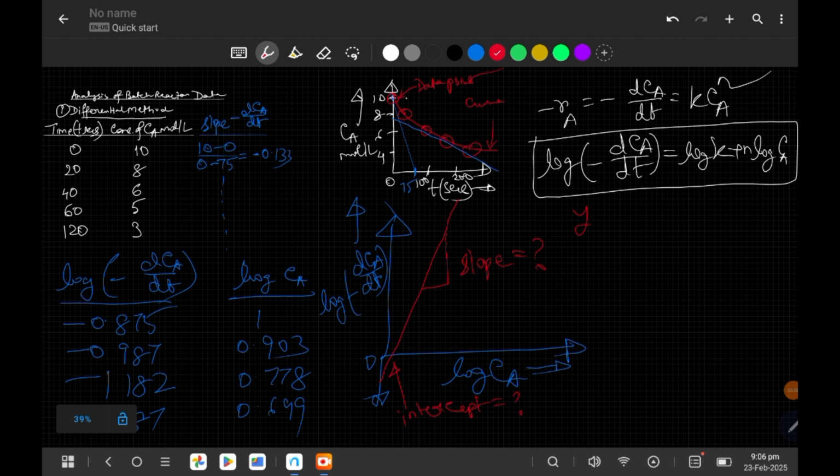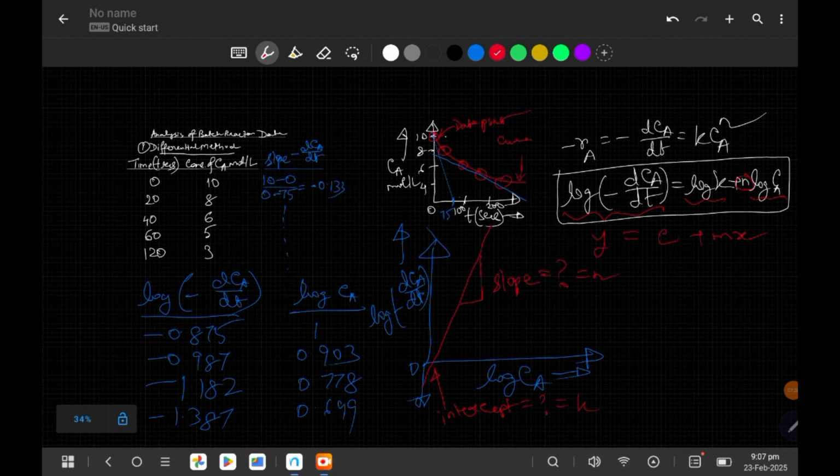So it is of the form y is equal to mx plus c. This term is y, this log k is actually your y-intercept, which is c, this n is actually your slope, and this log Ca behaves as x. So this slope will give you the value of n, and this y-intercept will give you the value of k. So if you know the value of n and value of k, you can say which order of kinetics it is, whether it is first order, second order or third order kinetics, whatever it is.